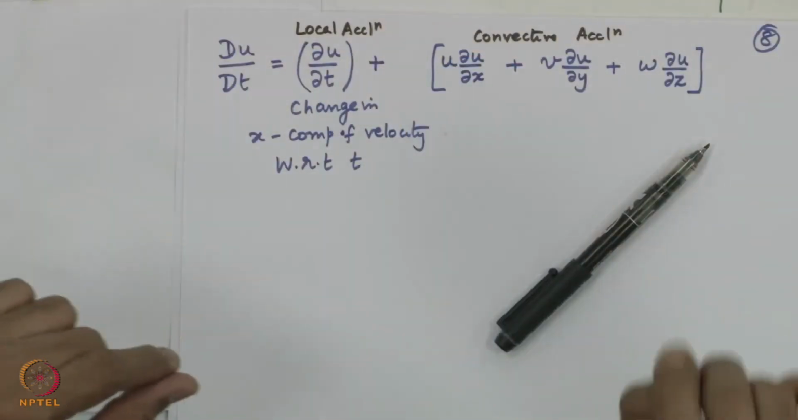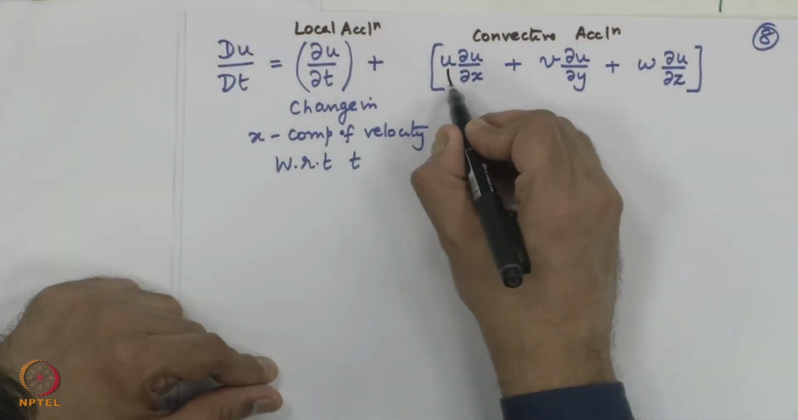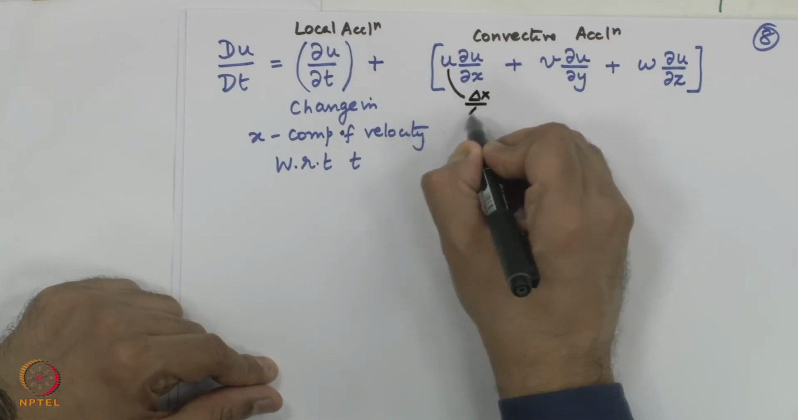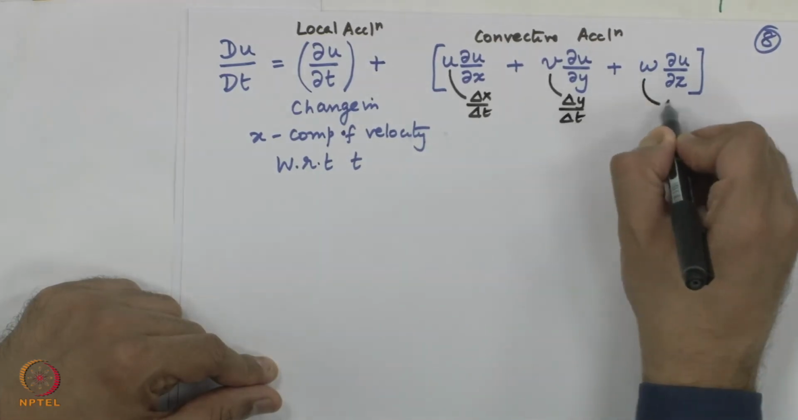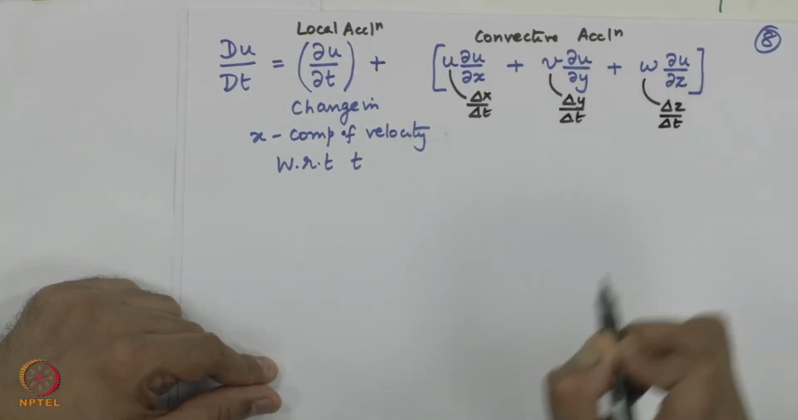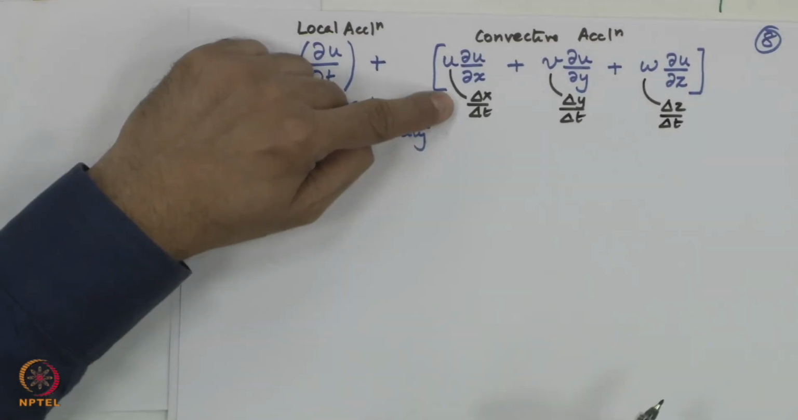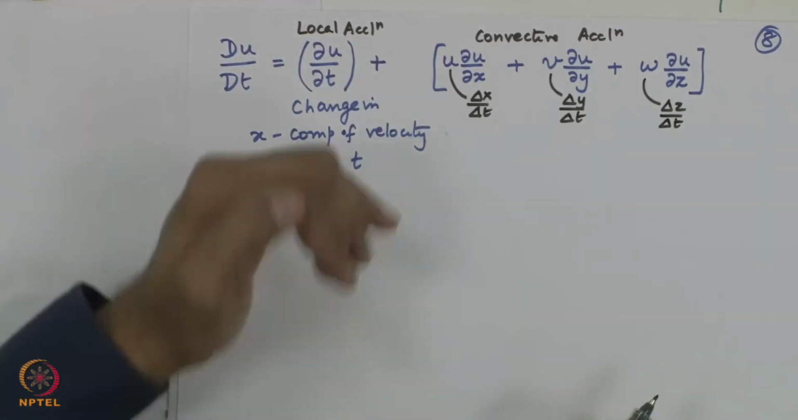So, when the particle has moved from position 1 to position 2, by virtue of the change in position, the x component of velocity has changed. By virtue of change in position, the y component velocity has changed. By virtue of change in the position, the z component of the velocity has changed. That is given by this. Where did this come from? It came from this part which was written as delta x by delta t. This part was delta y by delta t. This was delta z by delta t. Remember this? This is change in the position, delta x by delta t.